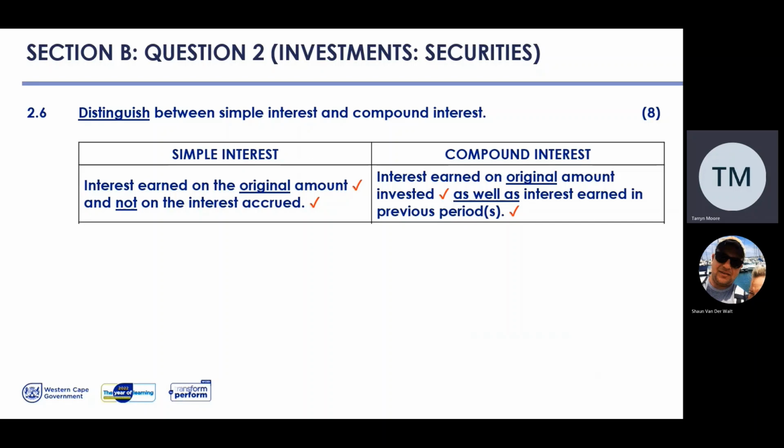Okay, so we're distinguishing between the 2 concepts. We're distinguishing between interest, apples and apples. Simple interest, interest is earned on the original amount. Tick. Why? It is split ticks because the cognitive verb is distinguish. And remember, I need to give a justification as to why I'm saying the interest is earned on the original amount and not on the interest accrued. Whereas compound interest, interest is earned on the original amount invested, but it doesn't stop there. As well as the interest earned in previous periods.